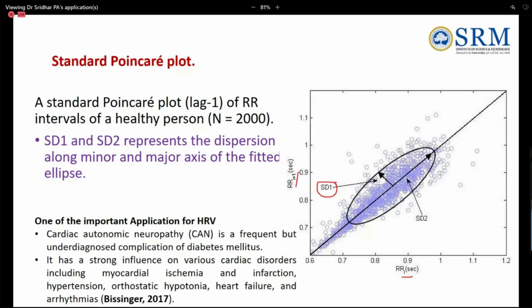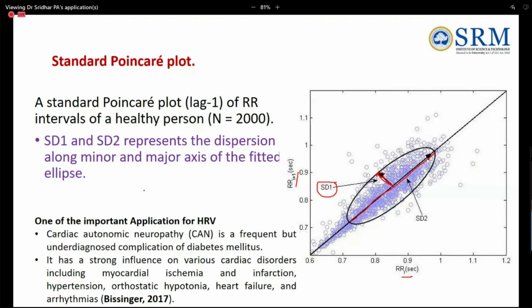One is SD1, along the minor axis, and along the major axis, what is your SD2. So this is your minor axis here, and from here, this is your major axis. The dispersion of this is termed SD2, and the dispersion of this is termed SD1. So this will tell you information related to the.